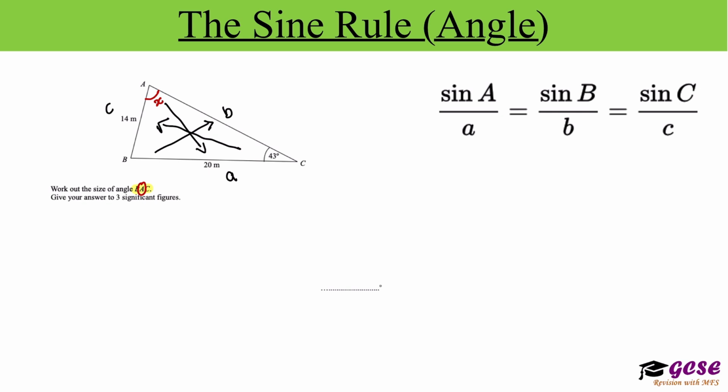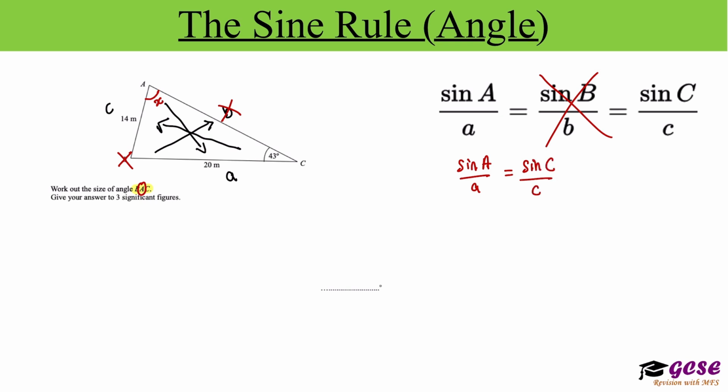Okay, now which letter do we not need? As you can see, we don't know anything about B, so we're just going to discard B, because it's irrelevant to the question. We need A and C, so we're going to discard B from this formula as well. Okay, so what we're left with now is going to be sine A over a equals sine C over c.